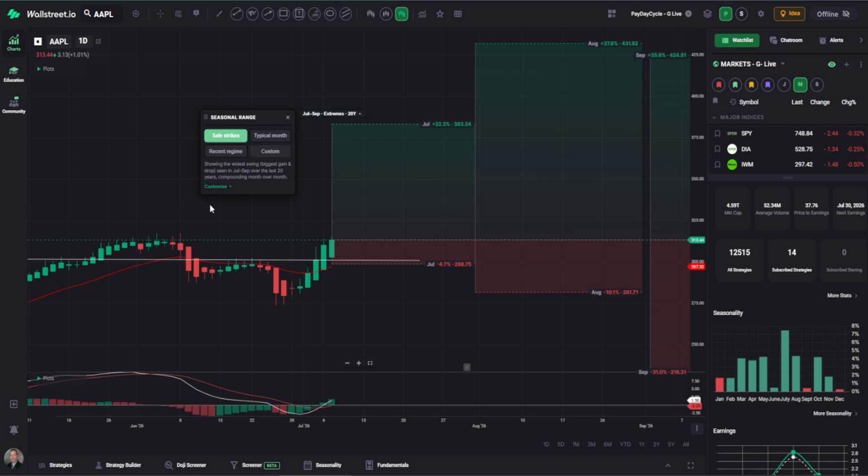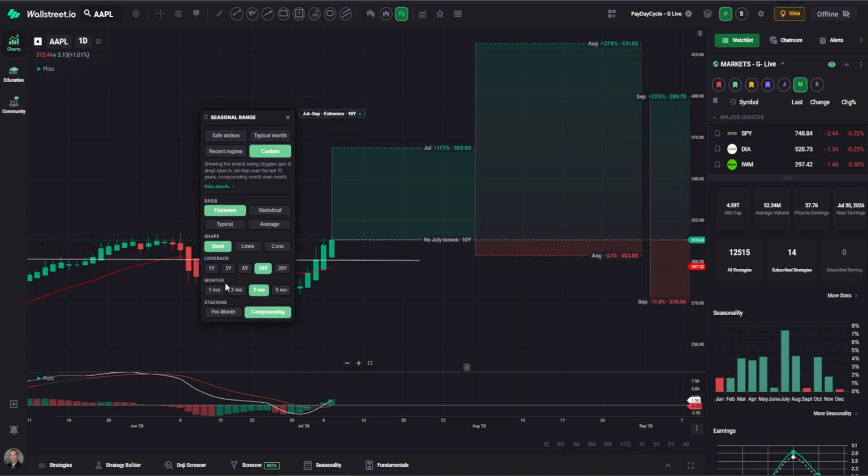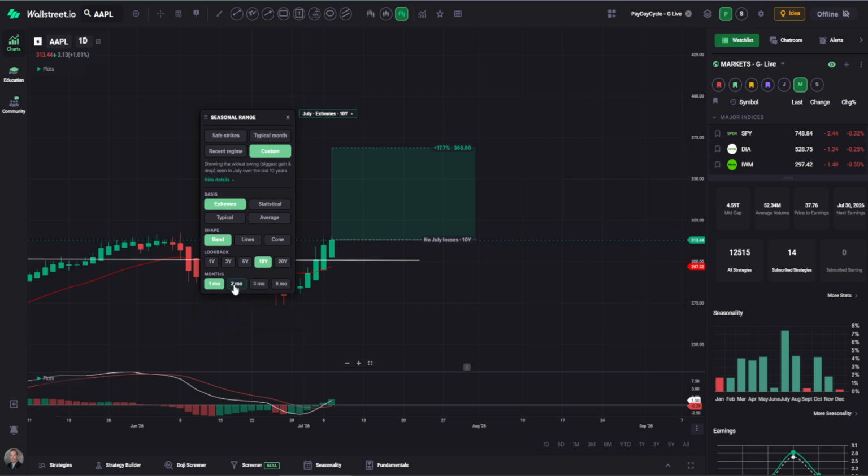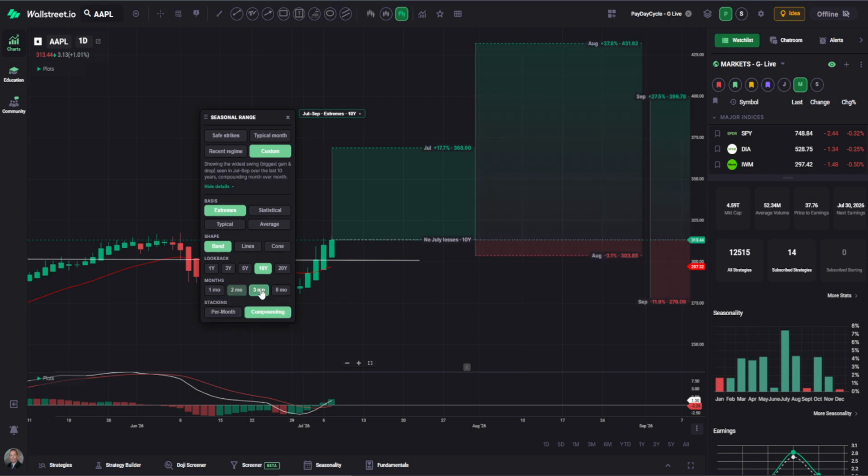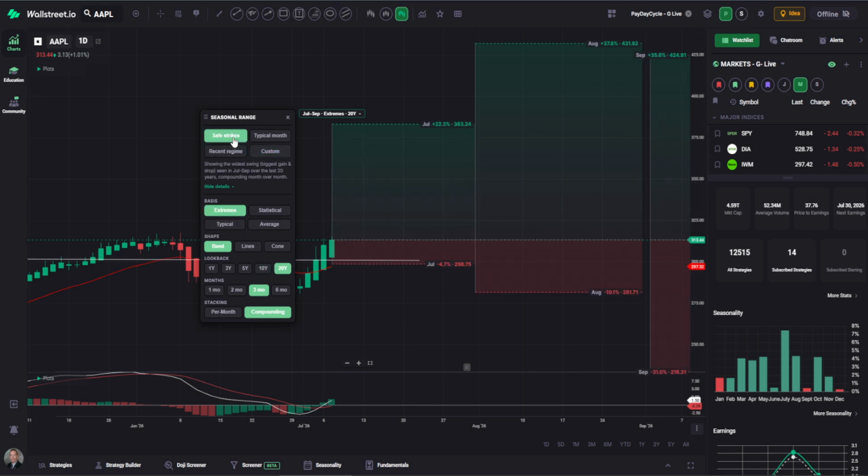I'm at 20 years, but I'm going to go 10 years. And here's my ranges. Maybe I just want to look at the front month. Maybe I want 2 months. Maybe I want 3 months, and so forth. But if I go 20 years here and I want safe strikes on the extreme, it lets me know that, hey, on the downside, you want to be at least 4.7% out of the money. And there's 298, so that's the biggest drop.